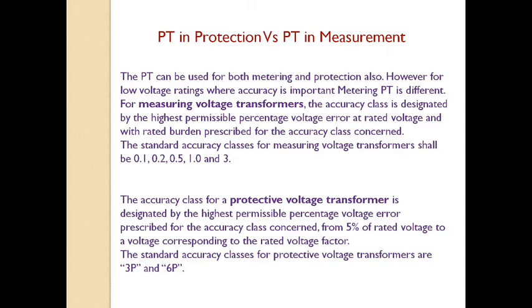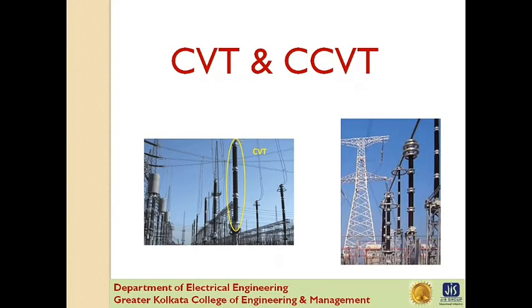The accuracy class for a protective voltage transformer is designated by the highest permissible percentage voltage error prescribed for the accuracy class concerned from 5% of rated voltage to a voltage corresponding to the rated voltage factor. The standard accuracy classes for protective voltage transformers are 3P and 6P.